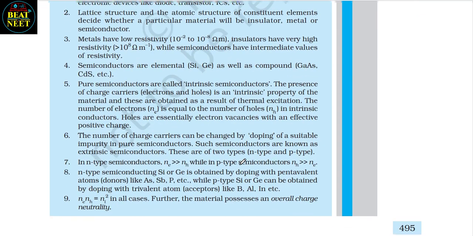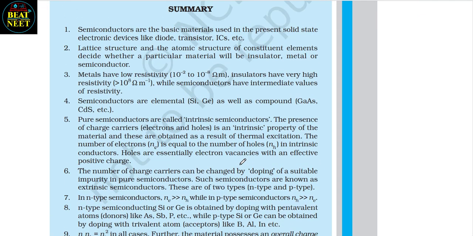Summary. Number 1. Semiconductors are the basic materials used in the present solid-state electronic devices like diodes, transistors, ICs, etc. Number 2. Lattice structure and the atomic structure of constituent elements decide whether a particular material will be an insulator, metal or semiconductor. Number 3. Metals have low resistivity, 10 to the power minus 2 to 10 to the power minus 8 ohm meter. Insulators have very high resistivity, that is greater than 10 to the power 8 ohm meter, while semiconductors have intermediate values of resistivity.